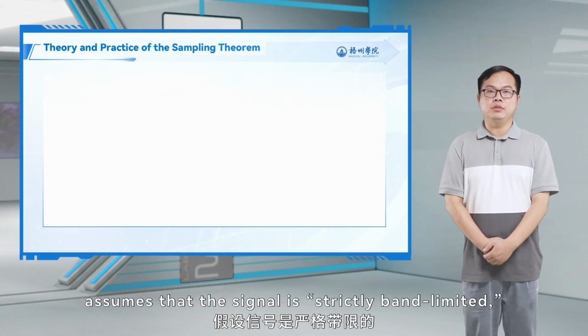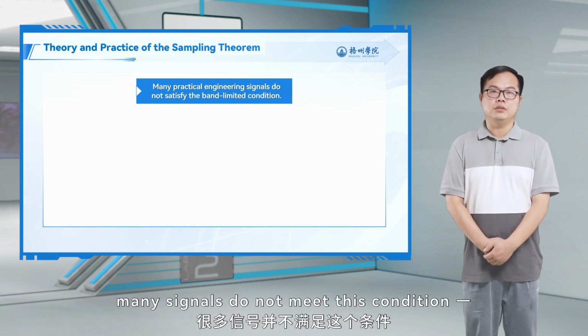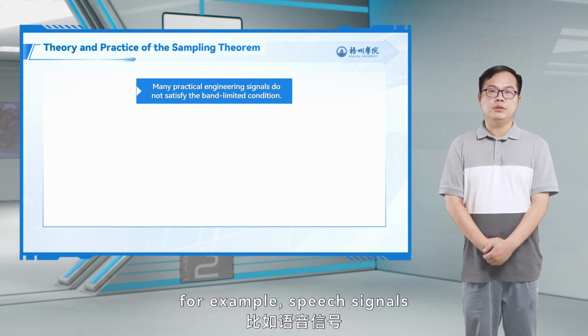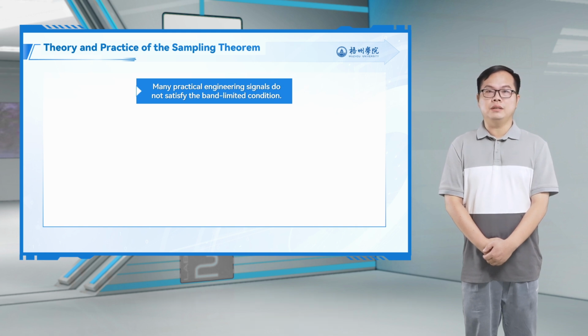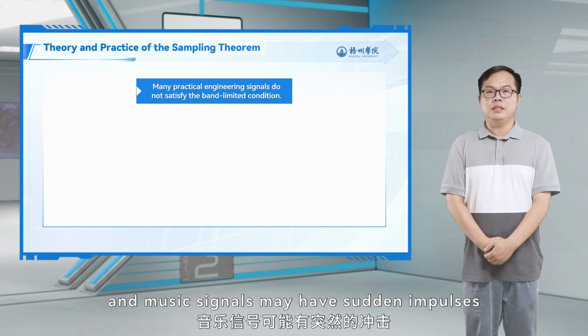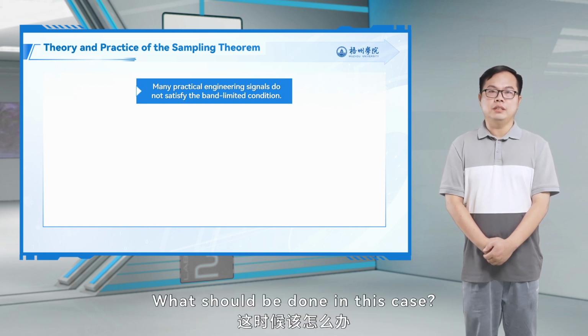The above theory assumes that the signal is strictly band-limited. But in practical engineering, many signals do not meet this condition. For example, speech signals may contain high-frequency noise, and music signals may have sudden impulses, such as drum beats. What should be done in this case?